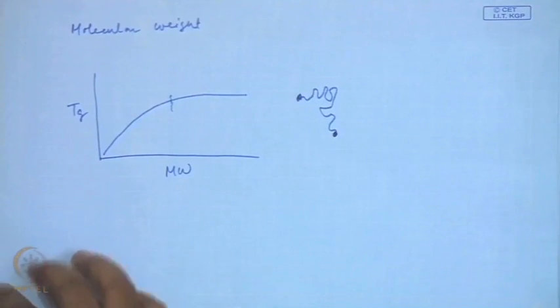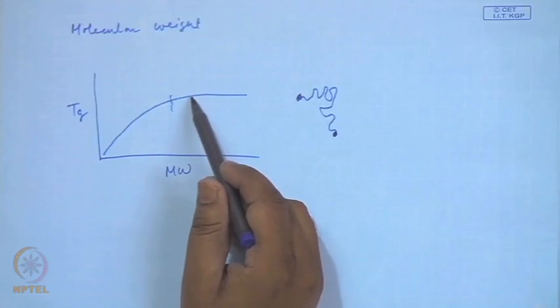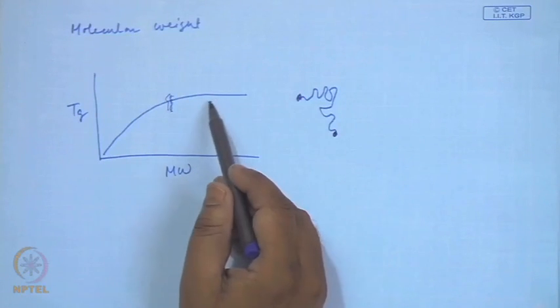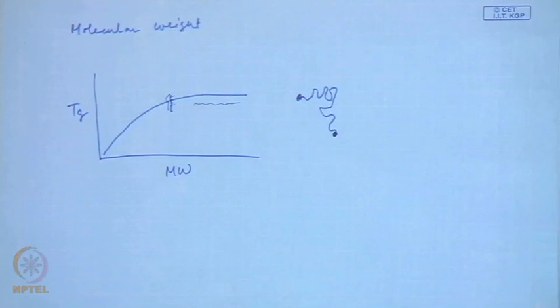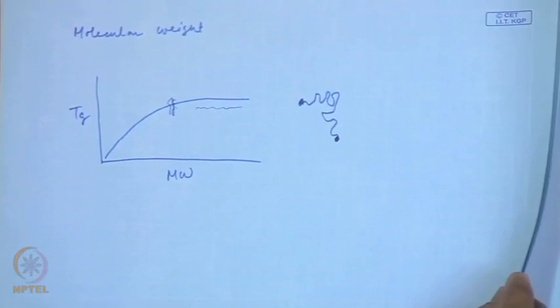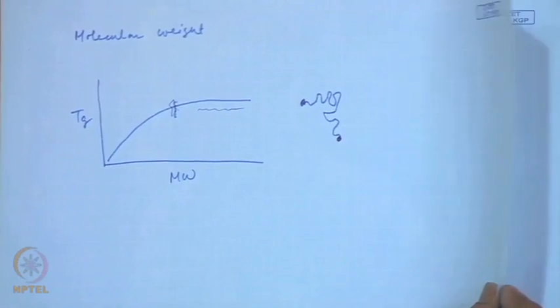Generally, for polymer applications, we use polymers having molecular weight much above this. So, for practical purposes, the practical range of molecular weight usually used for applications of polymers does not change the Tg with molecular weight.